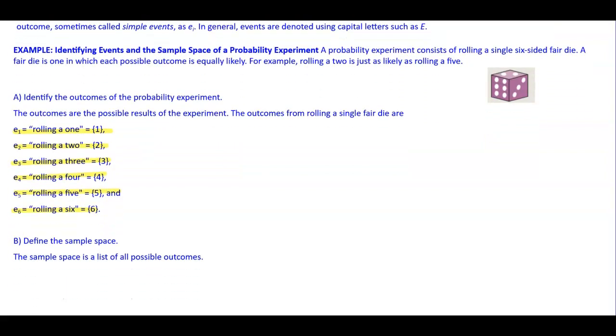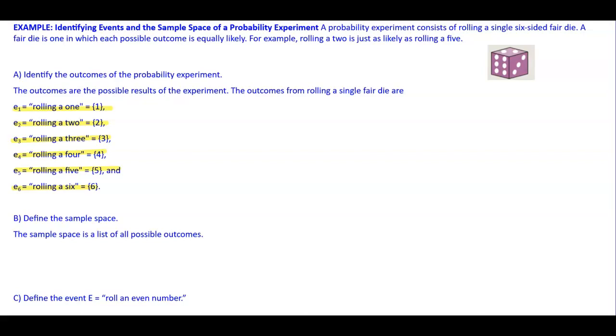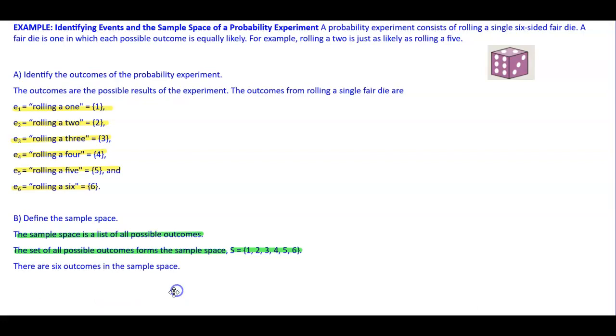Now we're going to define the sample space. Recall that the sample space is a list of all possible outcomes. The set of all possible outcomes forms the sample space, and that sample space is equal to the set 1, 2, 3, 4, 5, 6, since we have a 6-sided fair die. Therefore, there are 6 outcomes in the sample space.